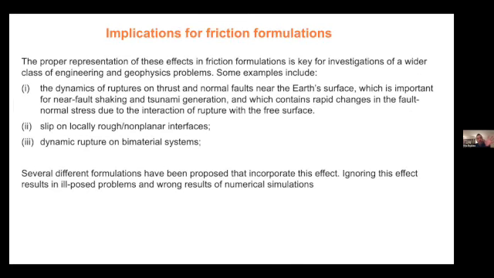And so the important thing is that this is relevant to quite a class of problems. From the point of view of earthquakes, it is certainly important when we have ruptures approaching the free surface, and so in the case of fast and normal faults near the Earth's surface. In this case it is of pivotal importance to account for these effects, but also for non-planar interfaces or dynamic rupture in bimaterial systems, because in these cases also there are rapid variations in normal stress that need to be accounted for.